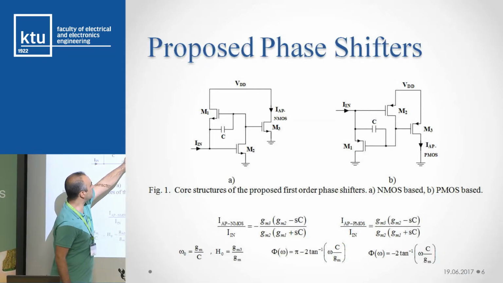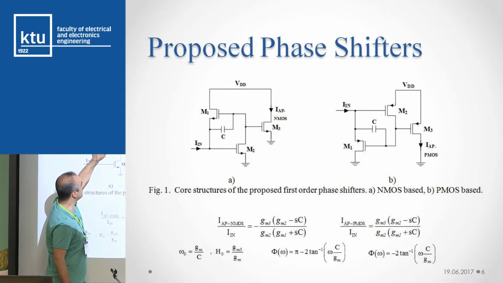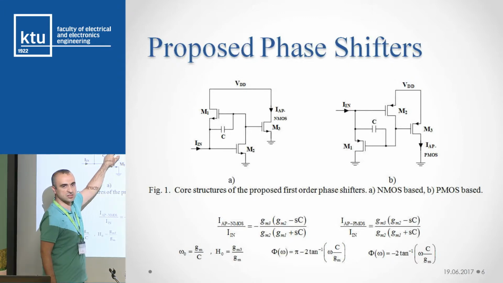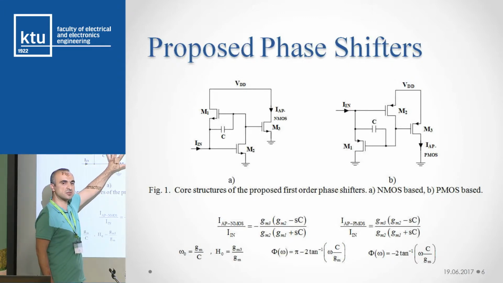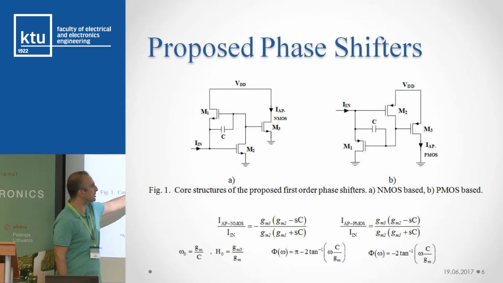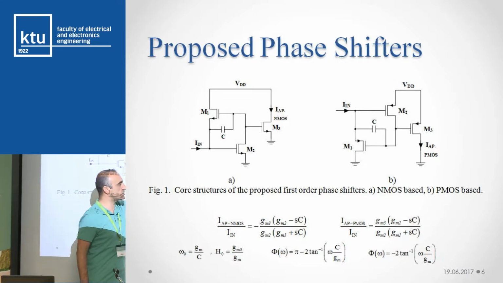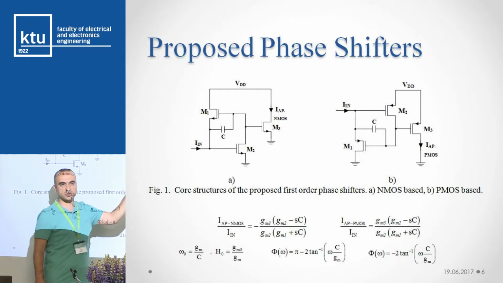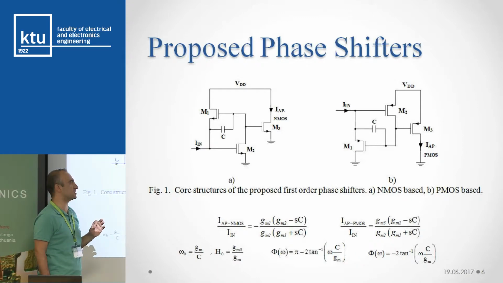For example, the gate of this is connected to the gate of this one and the drain of this one, so there is no DC current flow here. This is only the core circuit, this is only the AC implementation. And this is the NMOS implementation, this is the PMOS implementation. They are two different phase shifter circuits.